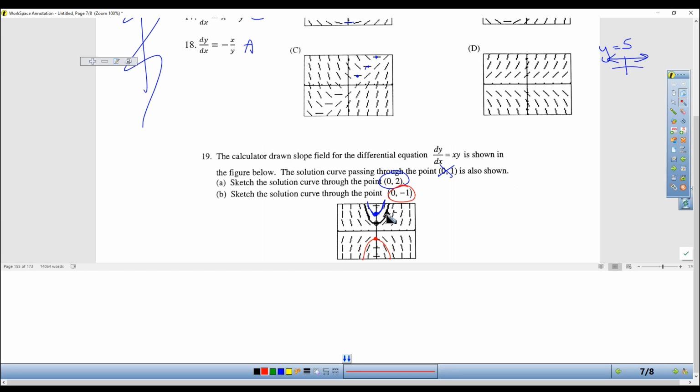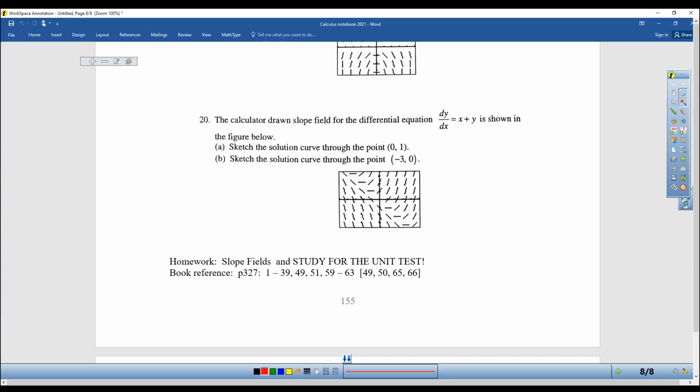So if I told you that this was my derivative and it passed through the point (0, -1), then the red line would be the answer. See if you can try that on your own for the next one. This is the calculator drawn slope field for dy/dx is equal to x plus y. What would the solution curve look like if you had to pass through (0, 1)? What do you think that would look like? Okay, please, please, please try to do it on your own.